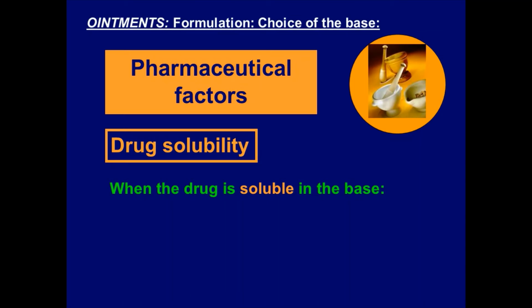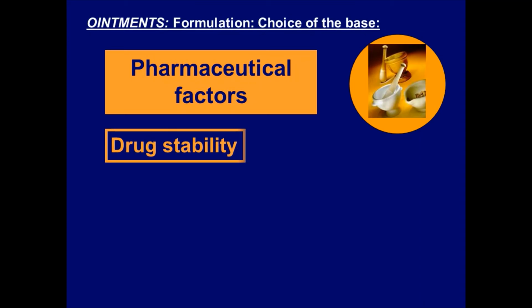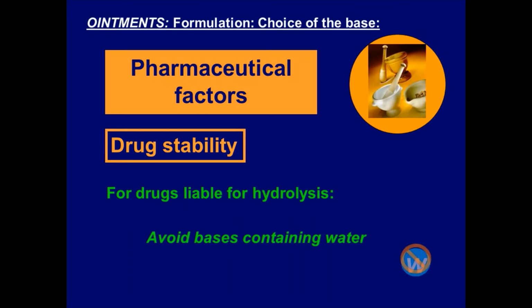When the drug is highly soluble in the base, the drug incorporation method is easier, of course. And the drug stability. When the drug is liable to hydrolysis, never use a base with water in its composition. Use anhydrous bases with no water, either an oleaginous base or an anhydrous absorption base. For drugs liable to hydrolysis, avoid bases containing water.